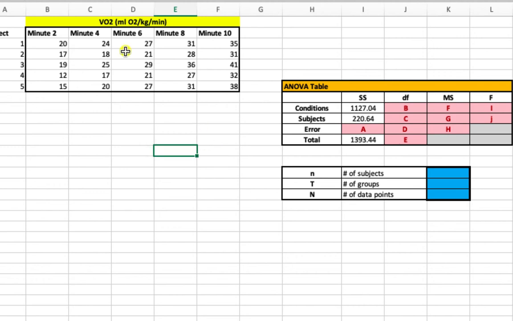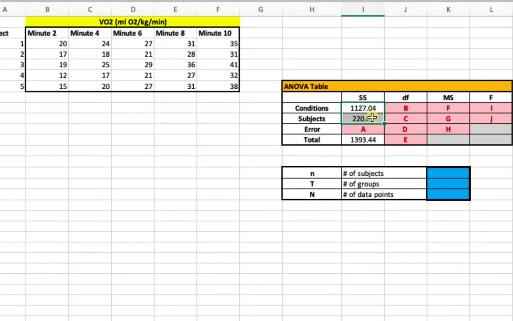In our data set, we've got our VO2 max values for each minute of exercise, every 2 minutes for 10 minutes total. And I've given you an ANOVA table very similar to last week. The only difference is that it's set up for repeated measures, where we've got a row for our conditions, or the groupings of our independent variable, a row for our subjects, or the variation that we would expect to see across subjects, a row for error, and a row for our totals.